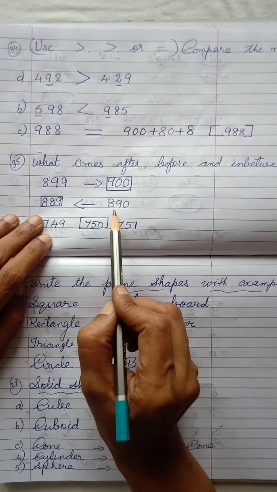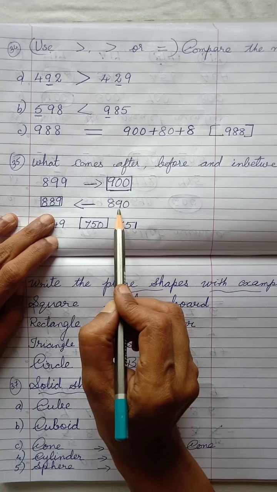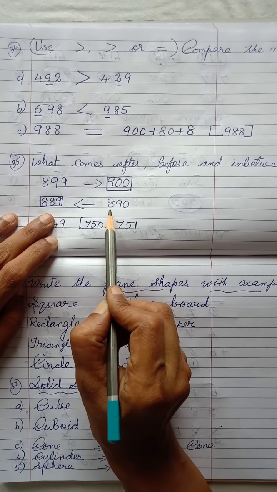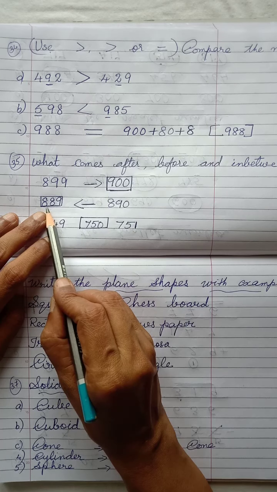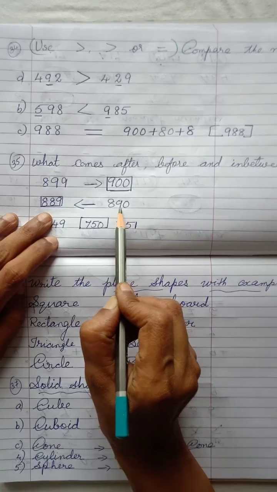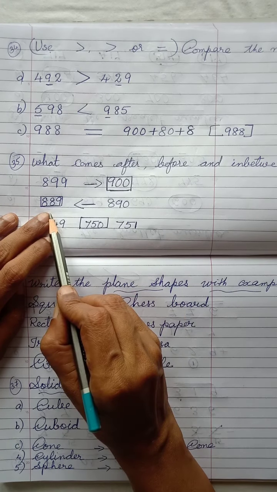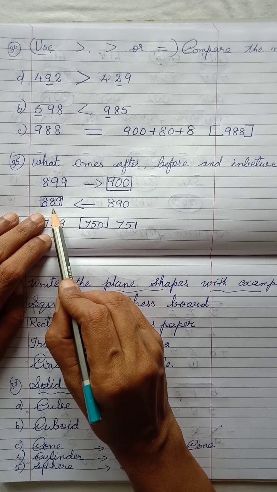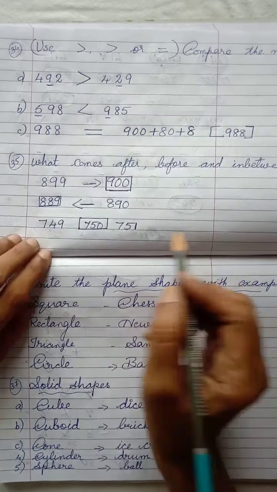Next one, before 890. Before 90, which number comes? 89. So before 890, 889. This one is 890. Before 90, 89. So before 890, 889.